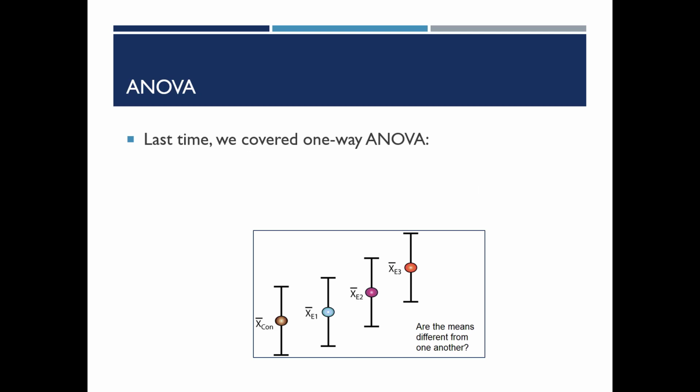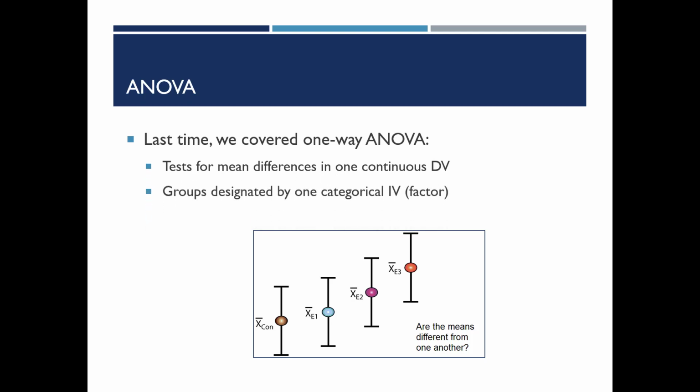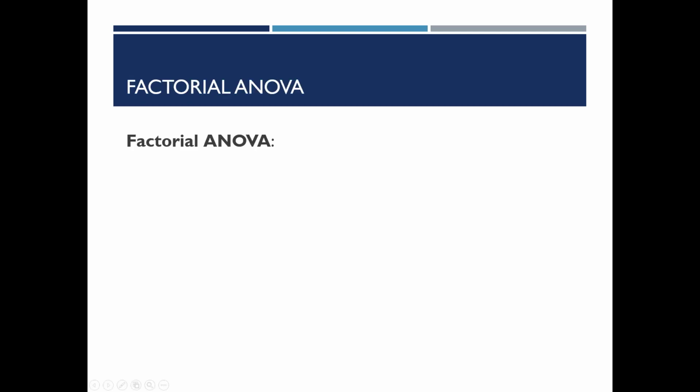Last time we covered one-way ANOVA, which tested for mean differences in one continuous DV. The groups you're comparing were designated by one categorical IV, or factor. This diagram shows you the essence of what ANOVA does, which is to compare the means across different groups. Now we're moving on to factorial ANOVA.